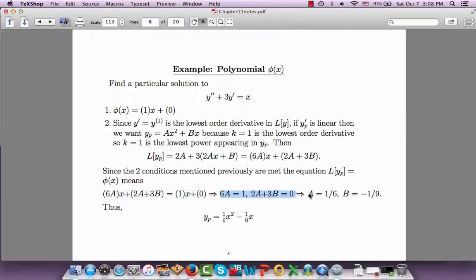In this case, a equals 1/6, b equals 1/9, which we plug back into our formula for y sub p up here, and that gives us a particular solution. That y sub p is x squared over 6 minus x over 9. And you can always check and plug that back into the equation and see that it verifies the equation.